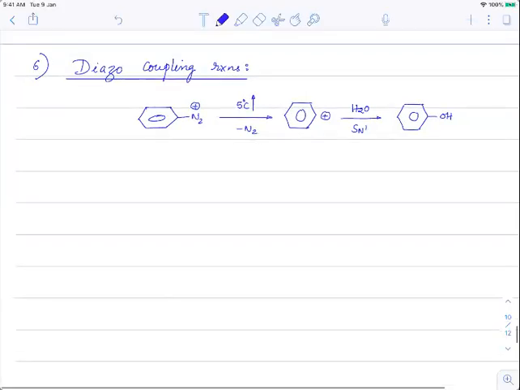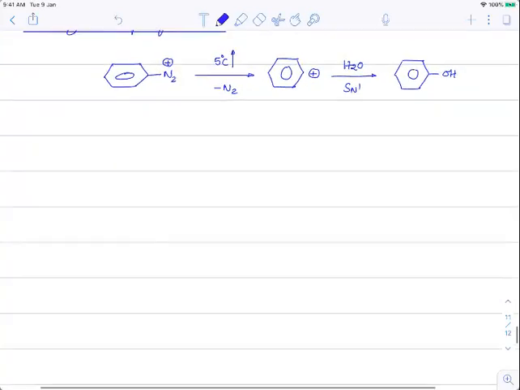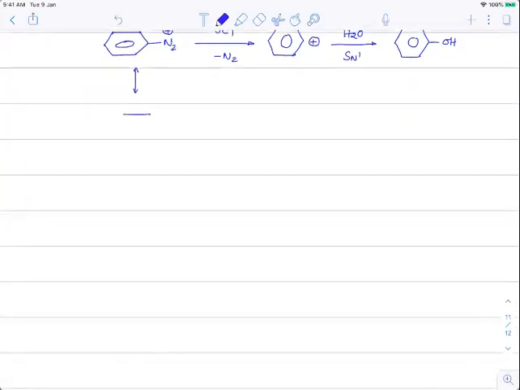So you can see diazo coupling, which will give phenols. But this diazo coupling, if it is operated below 5 degrees centigrade, what would happen? And structurally, this is how it is: N triple bond N plus. Okay.